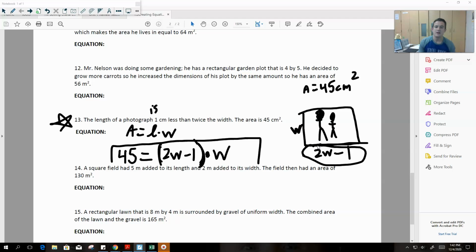So that's what we're doing. That's what we're doing in this assignment. We're creating equations based on these story type problems.